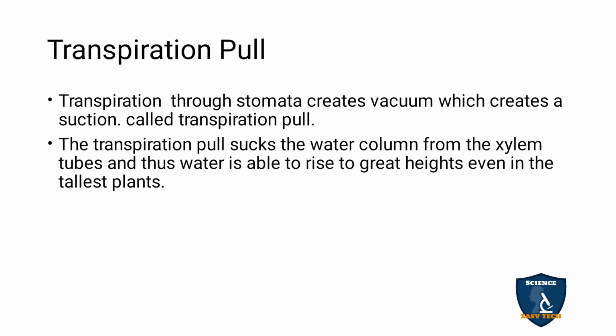Transpiration pull. Transpiration takes place through the stomata. Transpiration means the loss of water in the form of water vapor through stomata. While the water is leaving the leaf through stomata, it creates a vacuum. Due to that vacuum, a pressure is created, and due to this pressure, suction pressure arises. This leads to the transpiration pull. The transpiration pull sucks the water column from the xylem tubes, and thus the water is able to rise to a great height even in the tallest plant.